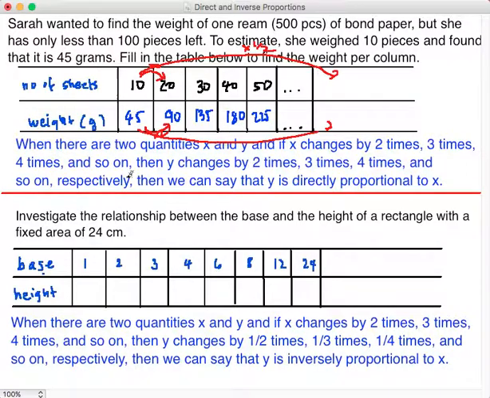So, pareho. So, sinasabi dito that when there are two quantities, x and y, and if x changes by 2 times, 3 times, 4 times, and so on, then y changes by 2 times, 3 times, 4 times, and so on, respectively, then we can say that y is directly proportional to x. So, ito direct proportion yan, no? And pag nadoble yung isa, nadoble din yung isang quantity, no? So, pareho yung minumultiply natin.